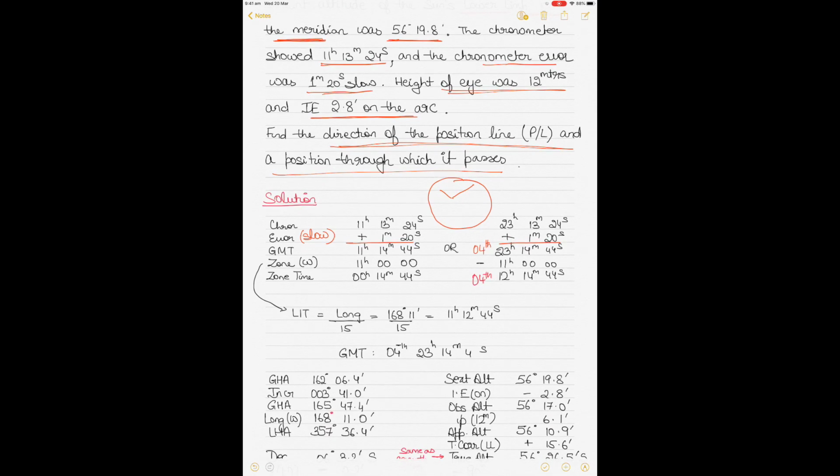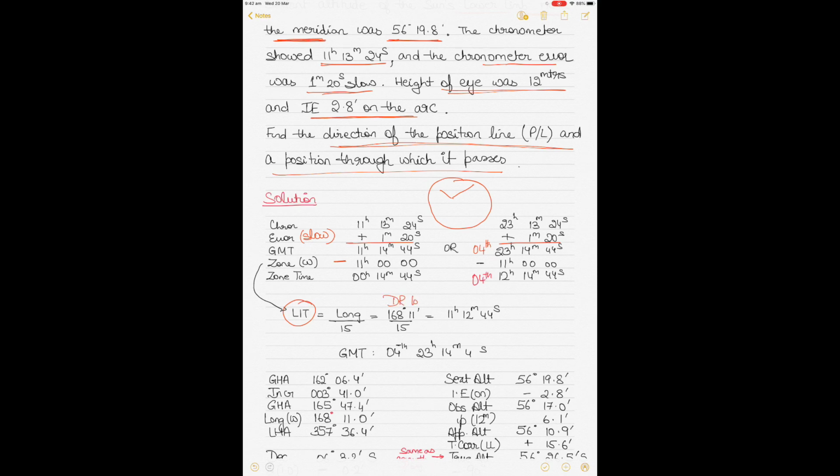That's the GMT time. Then you have to apply the zone. Now, what is the zone? The zone you get from the LIT. What is LIT? LIT is nothing but longitude in time, and you get that by dividing longitude by 15. So 168 degrees 11 minutes, the DR longitude, divided by 15 here.